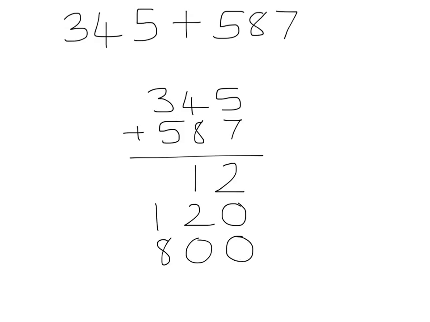This differs to the teaching that many of us experienced, whereby we were asked, what is 5 add 7? What is 4 add 8? What is 3 add 5? The child can then look at the bottom row to total up the answer. 800, 920, 932.